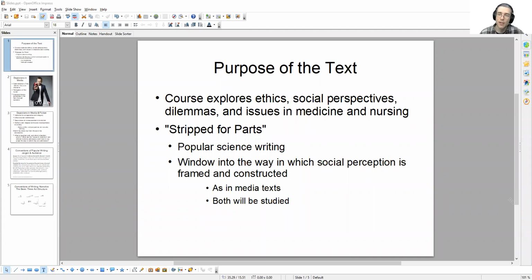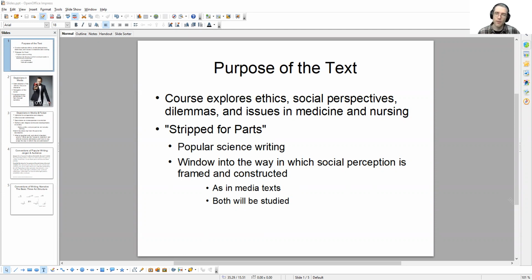As we established when we discussed the course outline, this class is oriented around an exploration of ethical issues pertaining to the field into which you're entering, social perspectives on medicine more generally, the kinds of dilemmas, issues, and concerns that might arise in the context of your profession, and a kind of interweaving of all these different areas together.